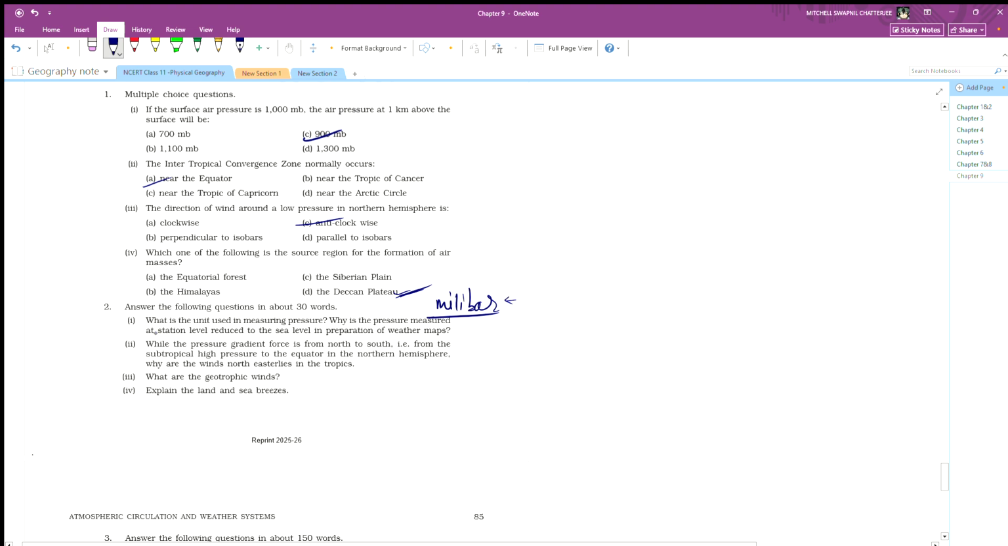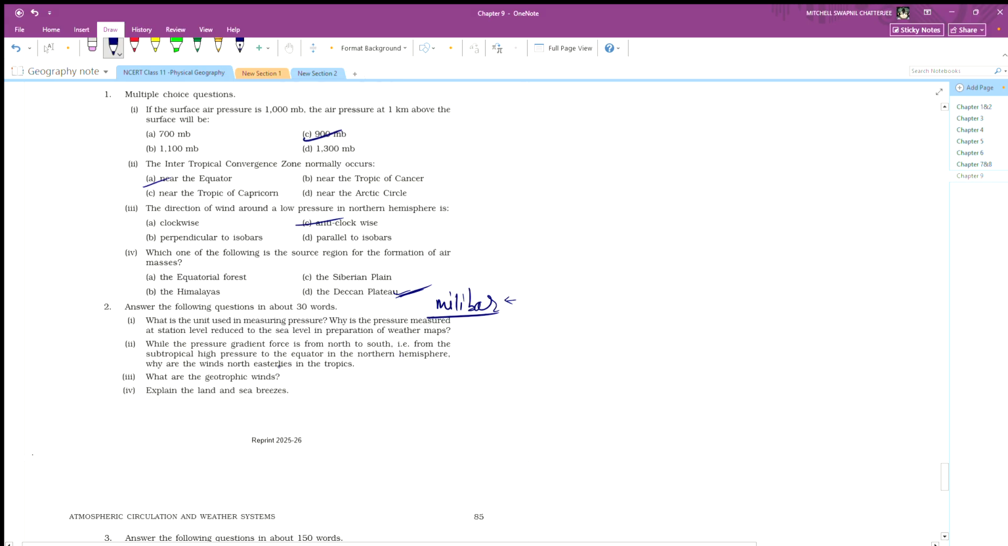Why is pressure measured at the station level reduced to the sea level in preparation of a weather map? Because different altitudes have different pressure. That's why. And the pressure gradient force is from north to south, from the subtropical high pressure to the equator in the northern hemisphere.